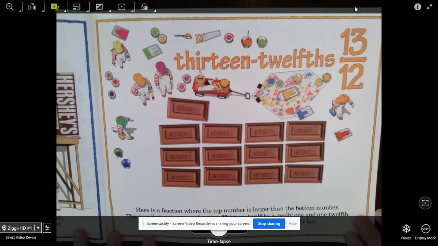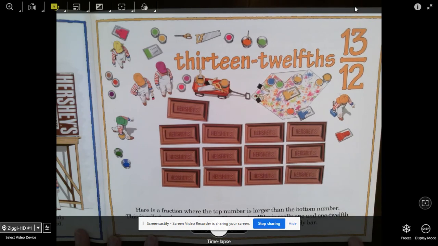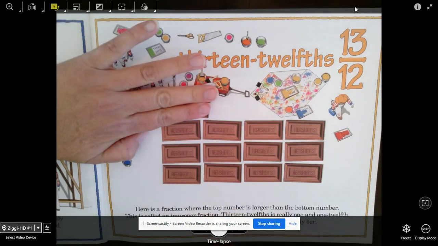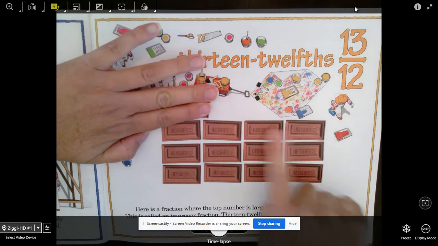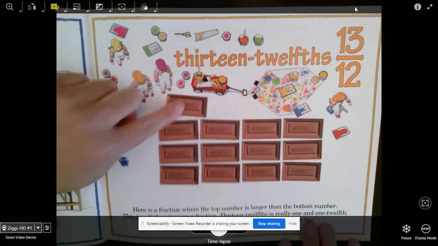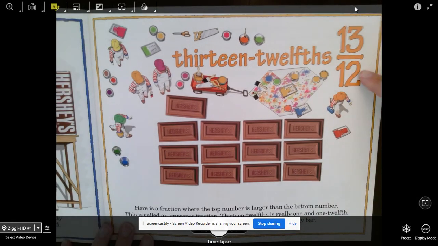13/12. Here is a fraction where the top number is larger than the bottom number. That is called an improper fraction. 13/12 is really 1 and 1/12. Whoever made this fraction used more than one candy bar. So in the whole chocolate bar, there's 12 pieces. That's a whole. 1, 2, 3, 4, 5, 6, 7, 8, 9, 10, 11, 12. But you have an extra piece. So now you have 13 of the whole 12 pieces. So it's 13/12.